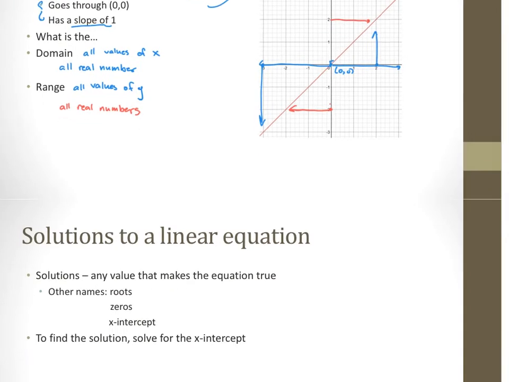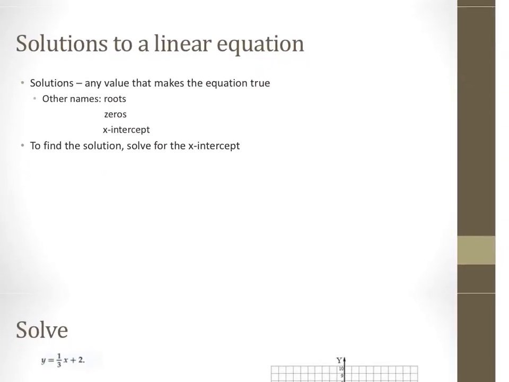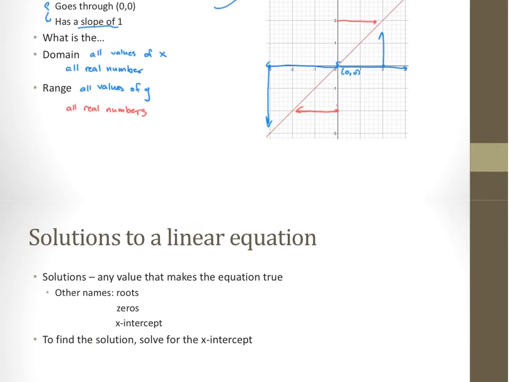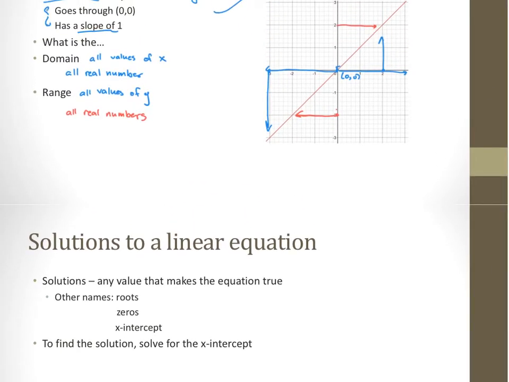Now, the thing we're talking about now is solving. So, the solutions to a linear equation is whenever the graph crosses the x-axis. Okay, so anytime the graph crosses the x-axis, you have a solution. These solutions have other names as well. You can either be called a root, a zero, or an x-intercept.